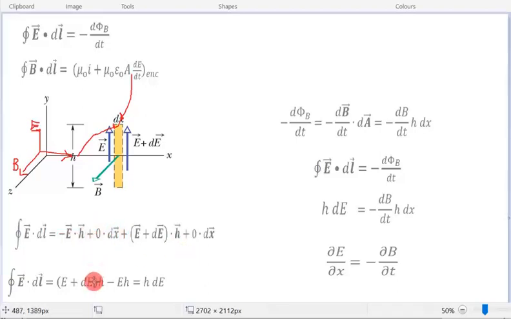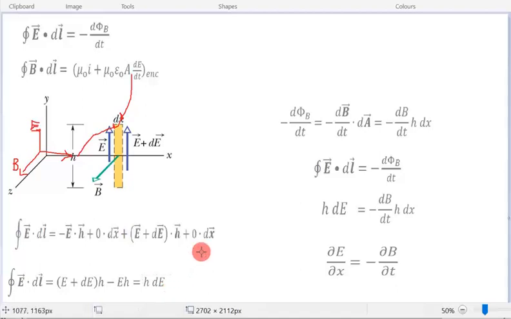We simplify the whole thing to get this side, which is (E + dE) times H minus EH. And eventually we get something like HdE, because if we expand this, then EH will be taken care of by another EH here. So it will be left with dEH or HdE. That's it. That's what we get eventually.